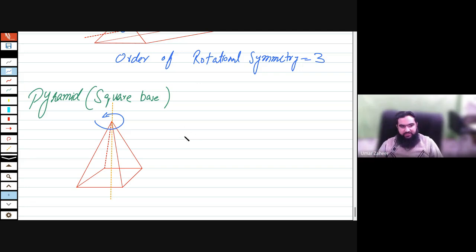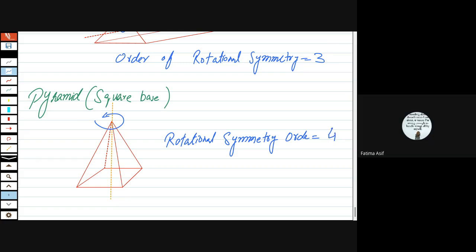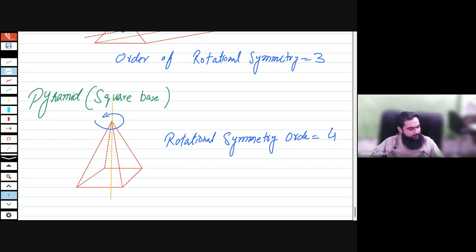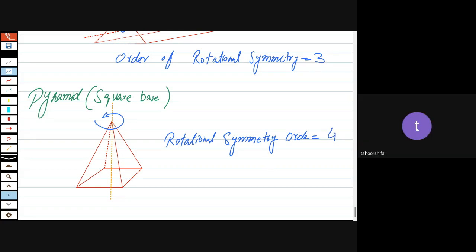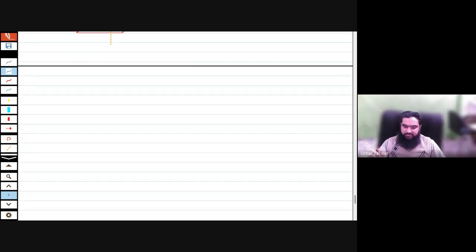So this means that we have rotational symmetry order equal to 4. And the last one is again the cylinder.